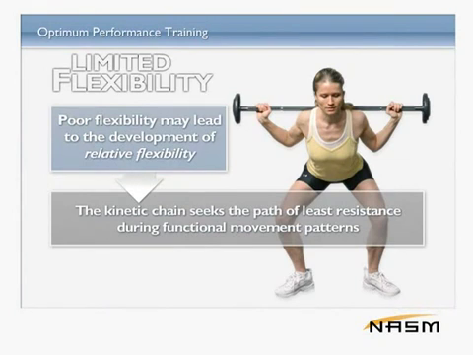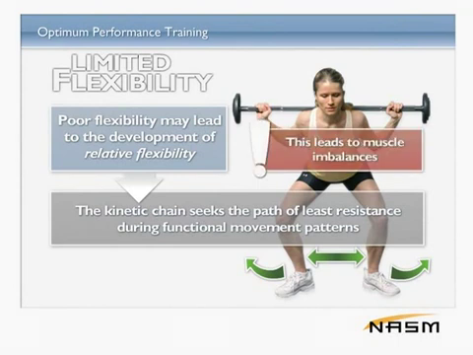A prime example of relative flexibility is seen in people who squat with their feet externally rotated. As most people today have tightness in their calf muscles, they lack the proper amount of dorsiflexion at the ankle to perform a squat with proper mechanics. By widening their stance and externally rotating their feet, they're able to decrease the amount of dorsiflexion required at the ankle to squat and thus compensate for this lack of flexibility. This leads to muscle imbalances.